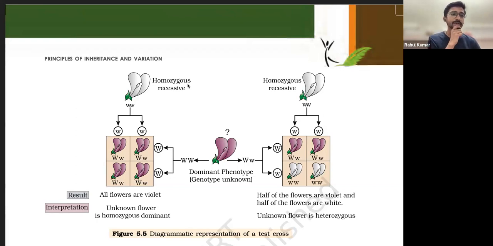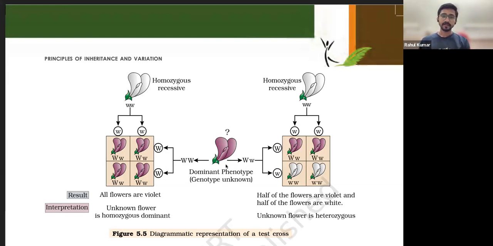If you read some good books on genetics, especially by some international authors, when they talk about the genes responsible for tall height of the pea plant, they write homozygous tall as capital D, capital D. You can understand why, right? Because it's coming from the D of dwarf. Similarly, here they have written capital W for violet.